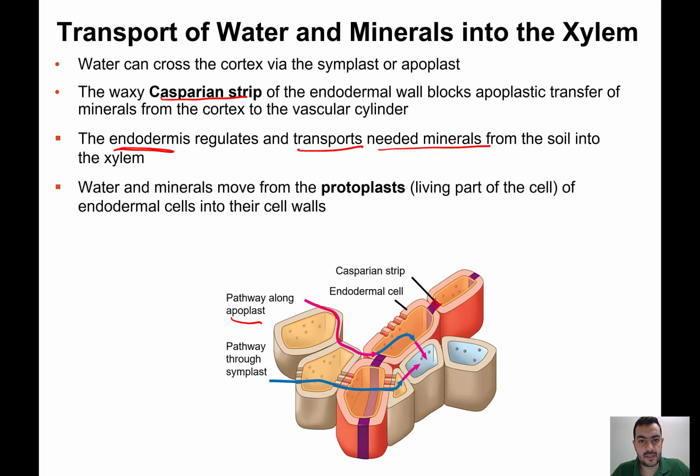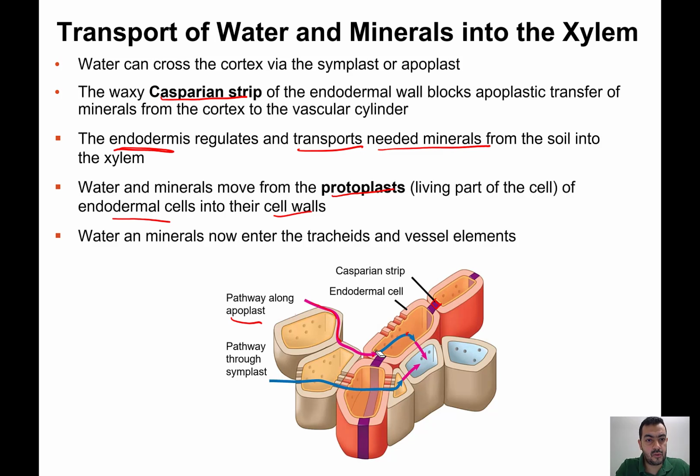So what will happen next is that once the minerals and water are here in the living part of the cell, which we call the protoplast, they will move to the cell wall of the endodermal cell. So once they are here, they will follow the blue arrow to the cell wall of the endodermal cell. I will tell you why in the next text. So water and minerals now enter the tracheids and the vessel elements, which are these. These are the tracheids and vessel elements of the xylem. And here we have the endodermal cells.